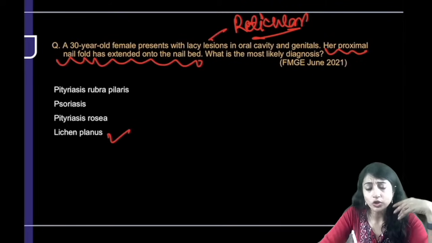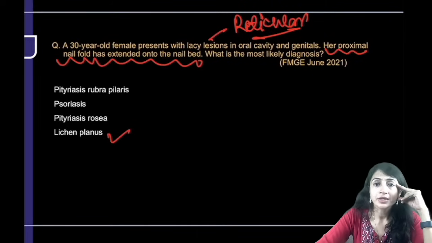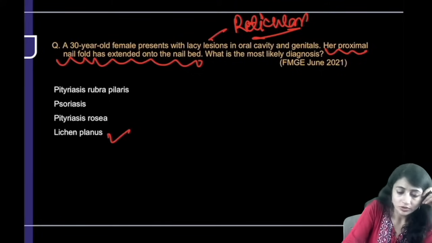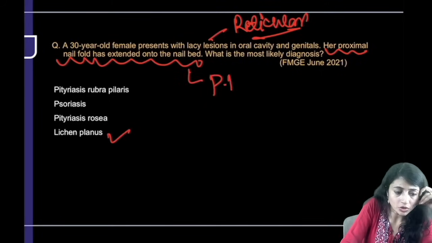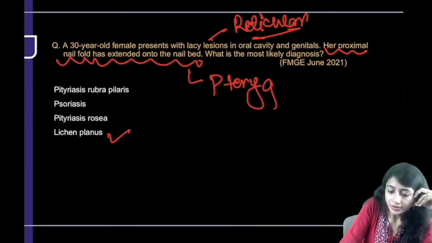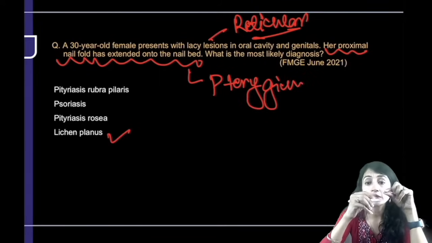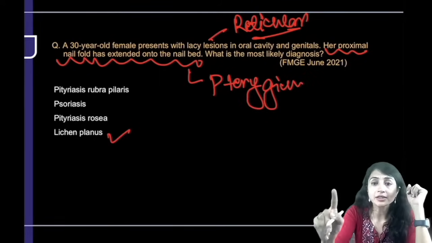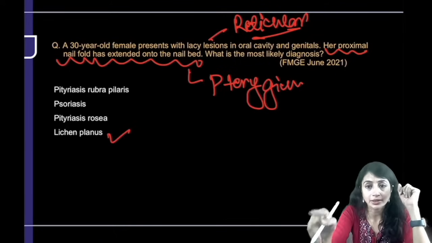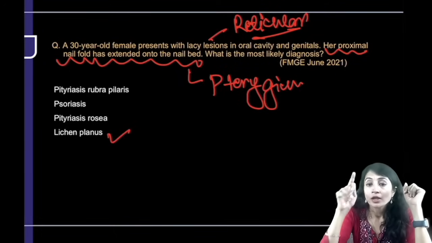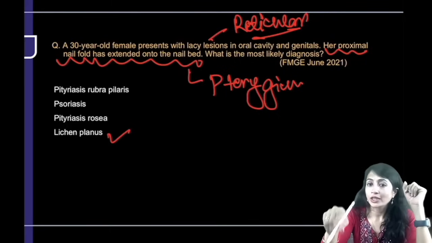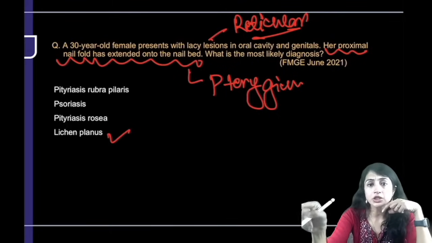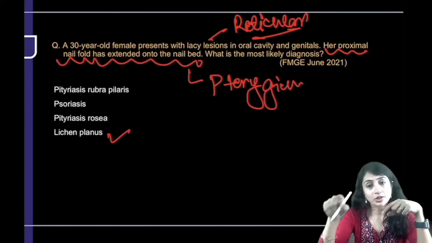And I'm asking you, what is this sign called? Extension of proximal nail fold into the nail bed. Pterygium, Dr. Sakshi, absolutely right. This is called pterygium, and it is the extension of the nail fold. Pterygium is a characteristic feature of nail lichen planus. The most common feature of nail lichen planus is longitudinal ridging, but the characteristic feature is pterygium.